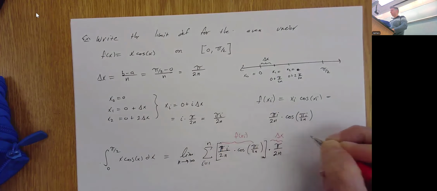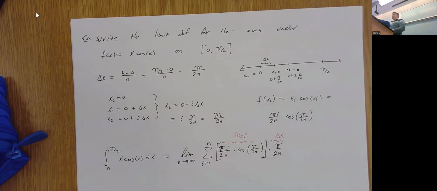Now they might simplify this, right? They might multiply the pi's and the 2's and the n's together because they can, but I typically don't like to do that unless there's a reason to do it.